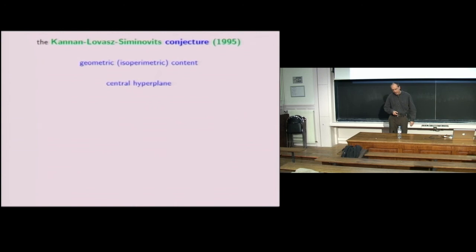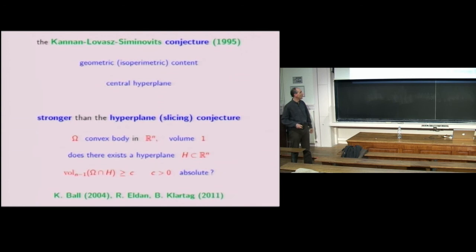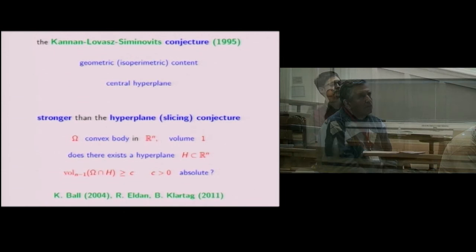Another thing is that this KLS conjecture, besides its importance at an algorithmic level for the computation of volumes, also has a very strong geometric importance related to central hyperplanes. More precisely, this KLS conjecture implies another famous conjecture, the so-called slicing or hyperplane conjecture. It has been proved recently that the KLS conjecture, which is open, implies this other open conjecture. The question is, if you have a convex body Omega of volume one to normalize it, whether you can find a hyperplane such that the volume of the intersection is about of the same order. So KLS implies hyperplane. KLS is not proved, and hyperplane is not proved either.